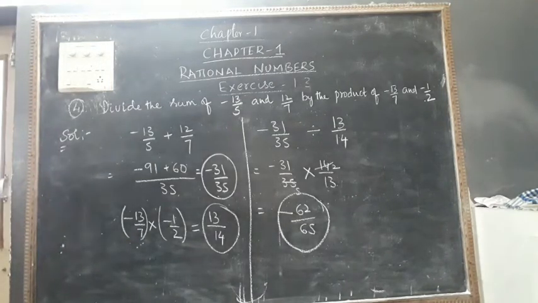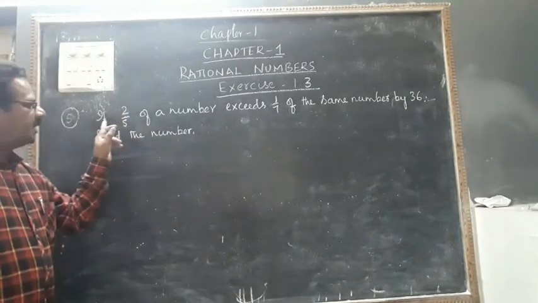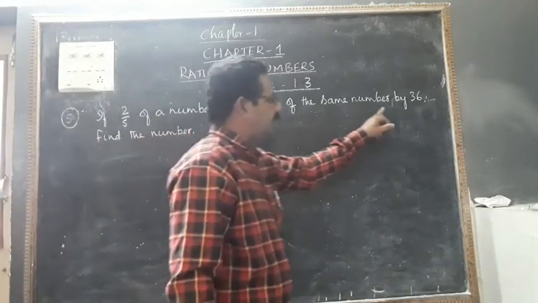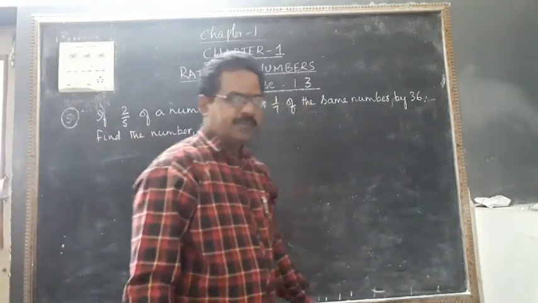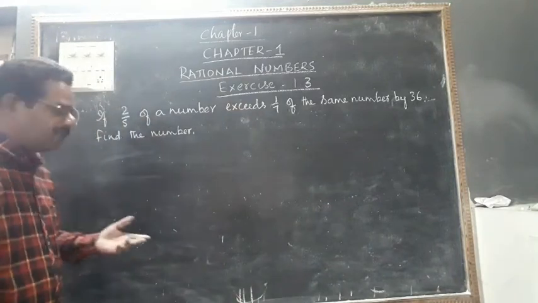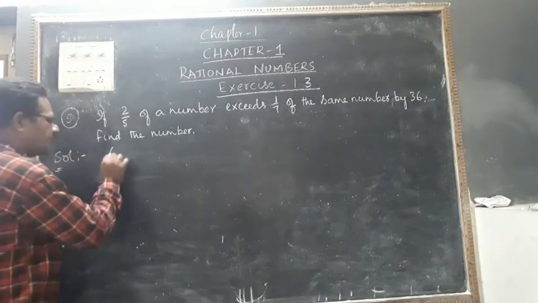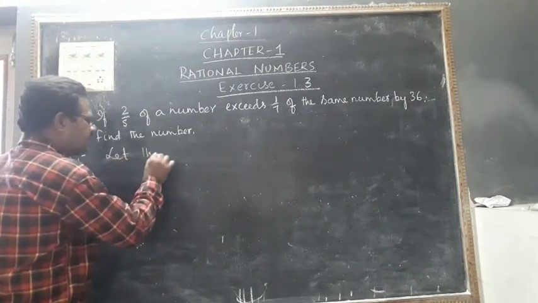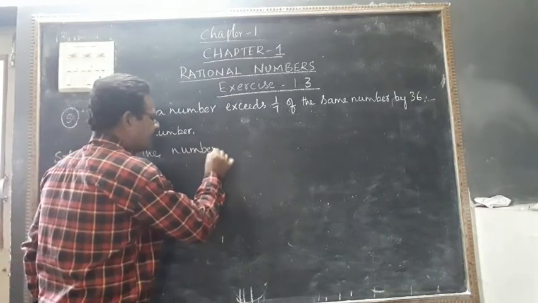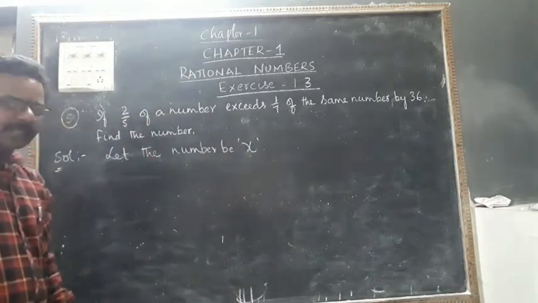Yes, coming to the next sum, fifth sum. If 2 by 5 of a number exceeds 1 by 7 of the same number by 36, find the number. We don't know the number. What is that number? That is an unknown number. So for this, what we have to do is, let the number be x. We can take it as x.